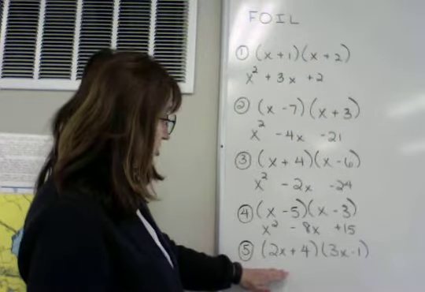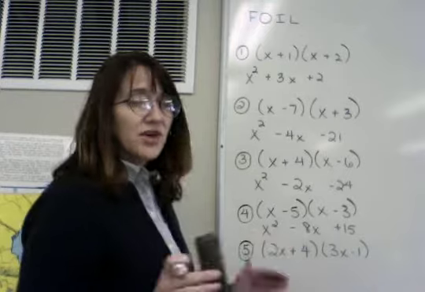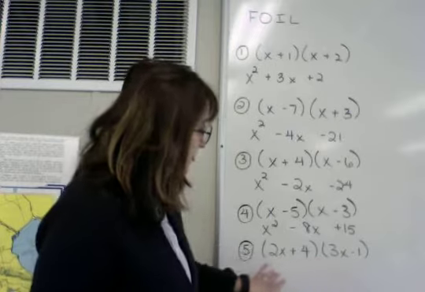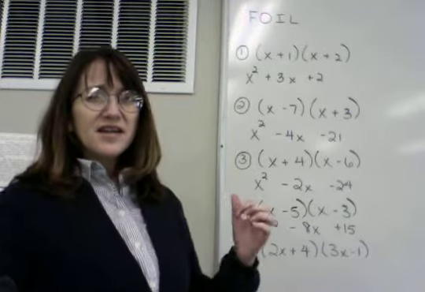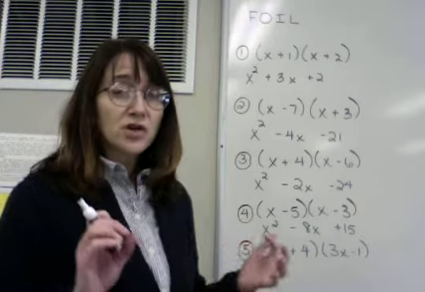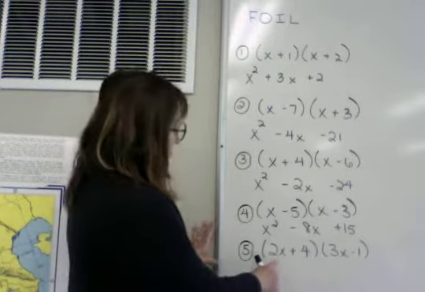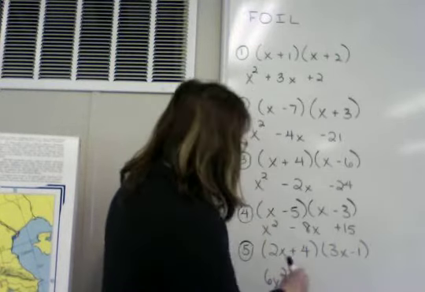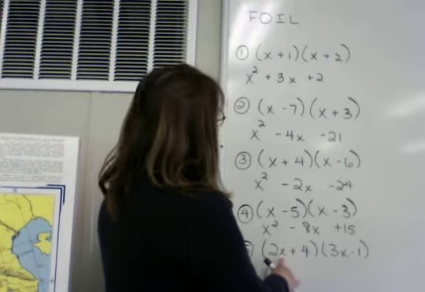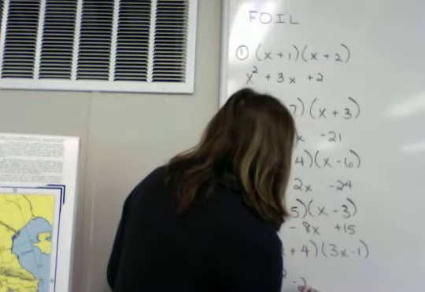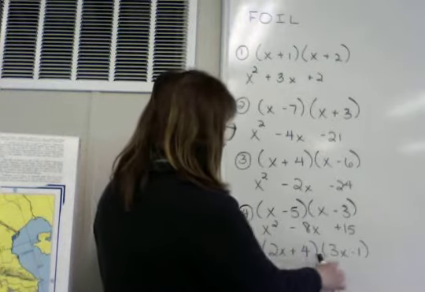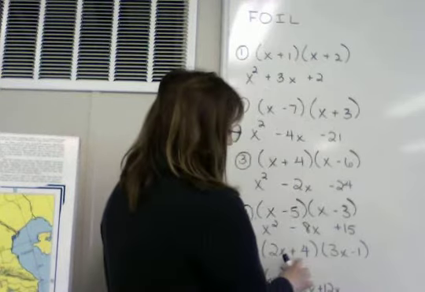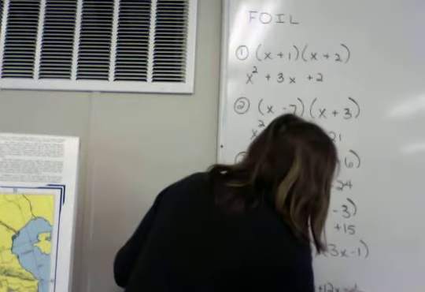Then, down here, let's go ahead and multiply my last one. The only thing that's different with all of these is that the first term here actually has a numerical coefficient, if we want to get technical with it. So if I multiply the 2x by the 3x, that becomes a 6x squared. Multiply my outer terms, that becomes a negative 2x. Multiply the inner terms, that would become a positive 12x. Multiply the last terms, and that becomes a negative 4.